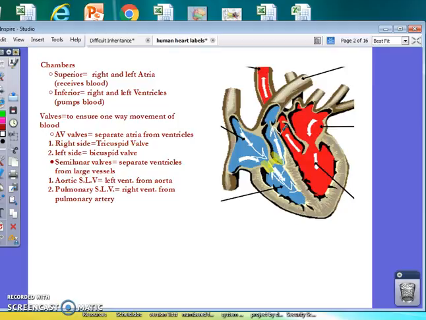We have what's known as the AV valves. They're called AV valves because they separate the atria from the ventricles.